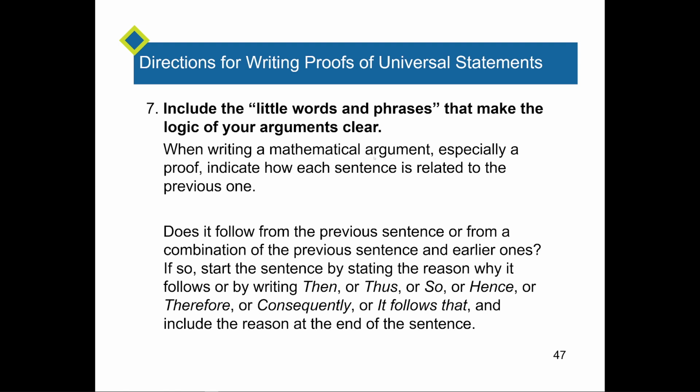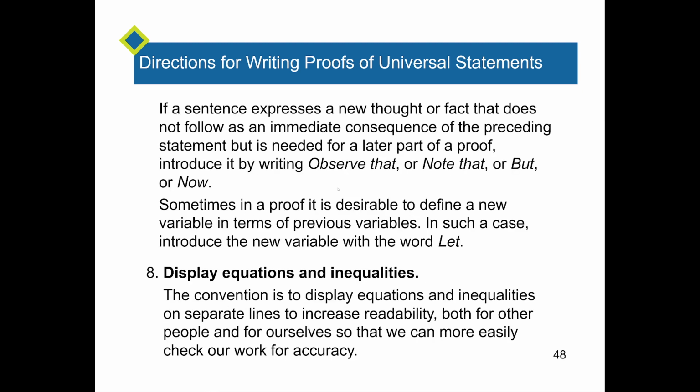So when writing a mathematical argument, especially a proof, indicate how each sentence is related to the previous one. So like using these connective words here like then, thus, and so, hence, etc. So when we write something and then we write since the sum of two even integers is even, then we can write consequently, we can write a line where we actually perform that operation. So that is an example where we could use the word consequently.